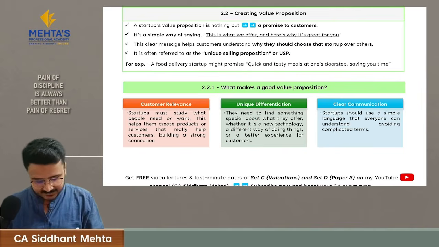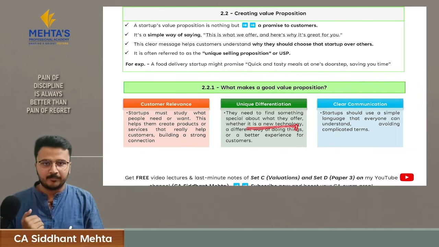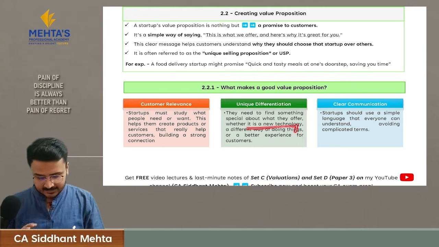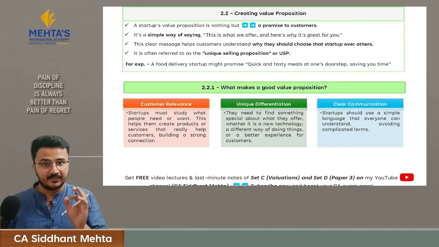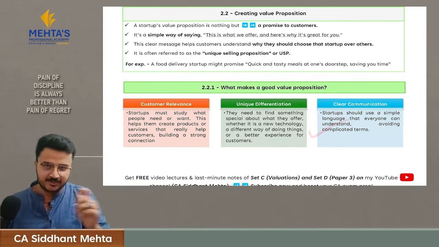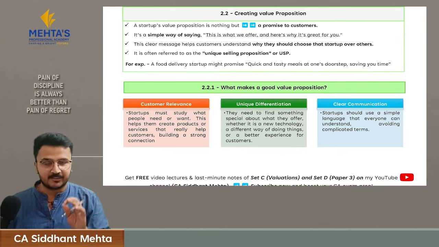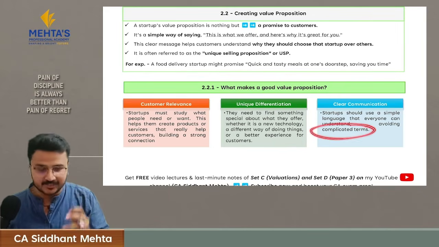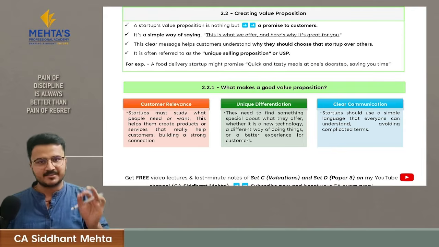And this uniqueness can be through installing a new technology by which it is convenient for them, by which it is very efficient for them. Secondly, it can be a different way of doing the same thing, or it can be a better experience which is given to the customers. And thirdly, whenever you are mentioning your value proposition, you have to mention it clearly. You don't have to use any jargon words. You don't have to use any complicated terms. You have to keep it simple, by which each and every person can understand.